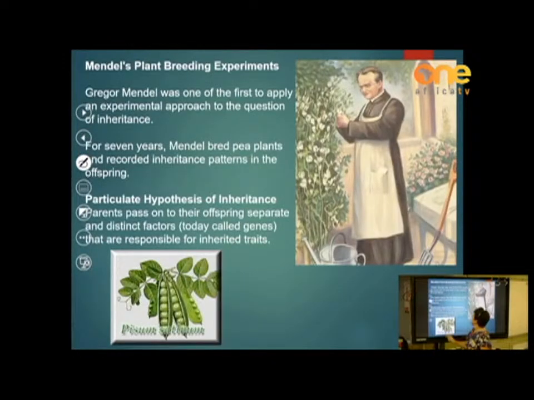Okay. So, he started his experiments to answer the question of inheritance. For 7 years, Mendel bred pea plants and recorded inheritance patterns in the offspring. Particulate hypothesis of inheritance: parents pass on to their offspring separate and distinct factors. Today we call them genes. Parents pass on to their offspring separate and distinct factors that are responsible for inherited traits.